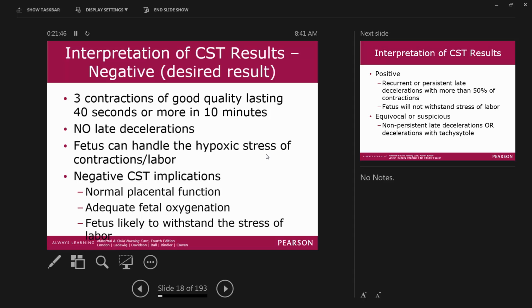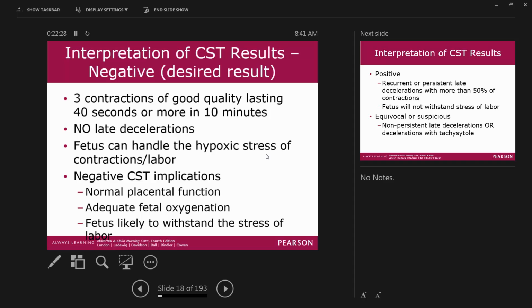So if she passes the test, we say that she has a negative contraction stress test, which means she's negative for stress during a contraction. See how that's kind of opposite the non-stress test and can be quite confusing? If she passes this test, then we say she has a negative contraction stress test, meaning she is negative for stress during a contraction. Meaning the baby should be okay during labor.